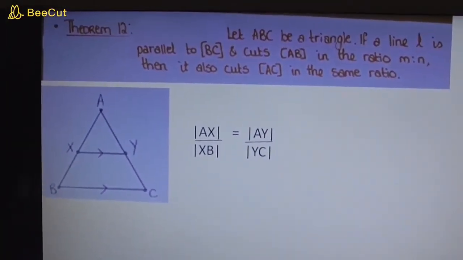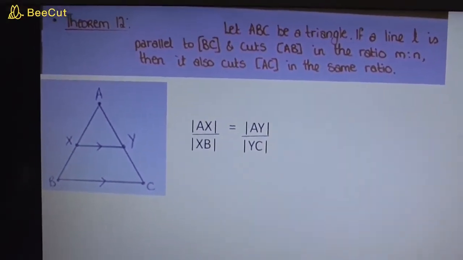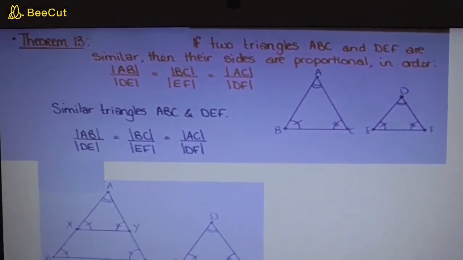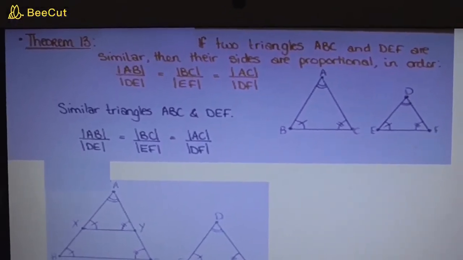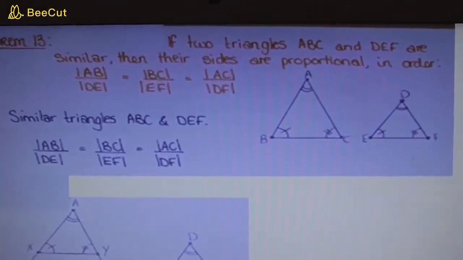Okay, normally how we do similar triangles is we split up the triangles into two and we draw them separately, which is Theorem 13. So if two triangles ABC and DEF are similar, well then their sides are in proportion to each other. So let's just look at those two diagrams there.